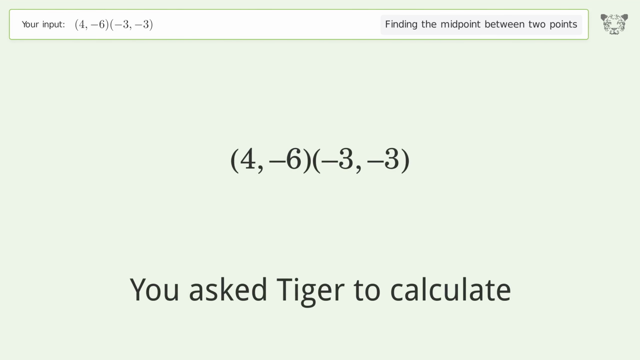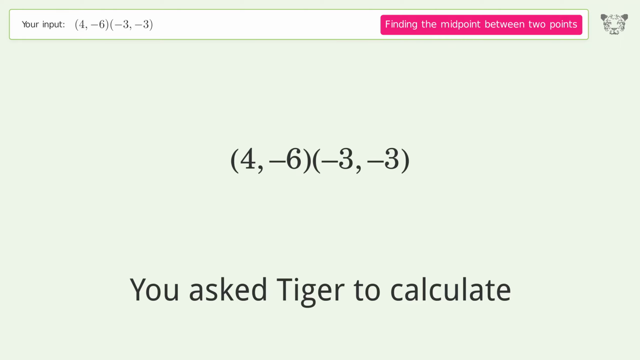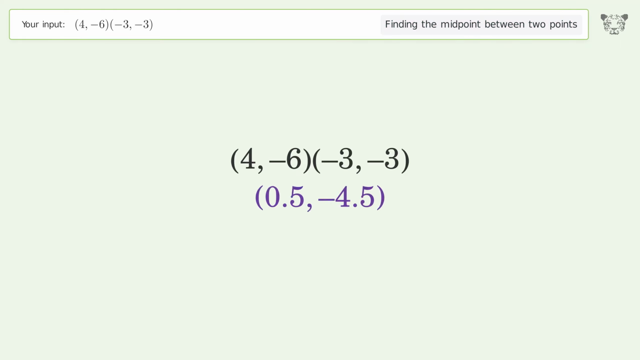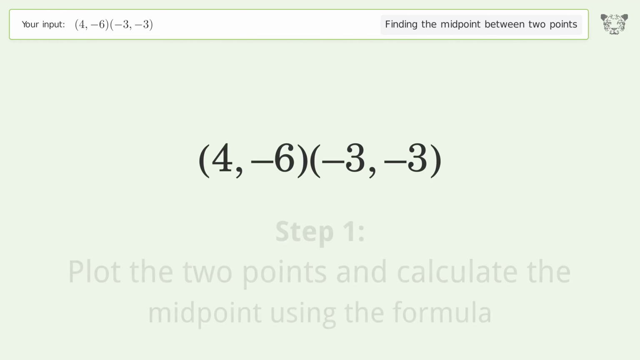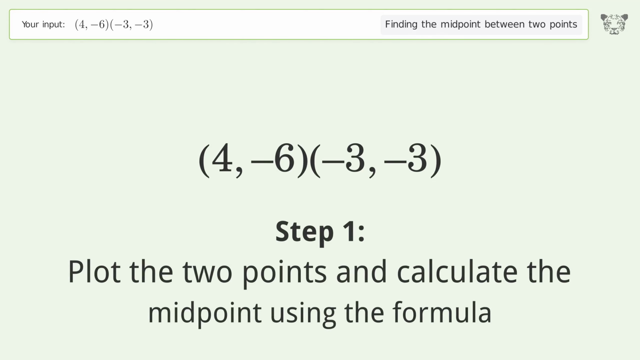You ask Tiger to calculate. This deals with finding the midpoint between 2 points. The midpoint between the 2 points is 0.5, negative 4.5. Let's solve it step by step. Plot the 2 points and calculate the midpoint using the formula.